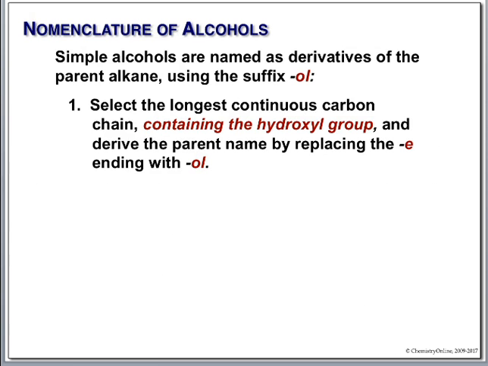When we go to name them, we're going to look at the compound. We're going to select the longest continuous carbon chain that contains the alcohol group. So it must contain the OH. We're going to derive the parent name by replacing the E on the end with an OL. So ethane becomes ethanol.